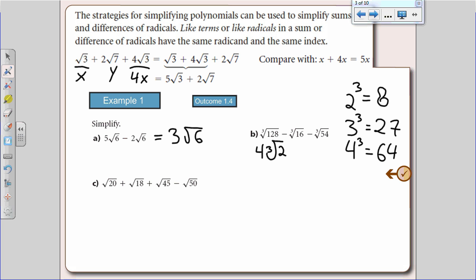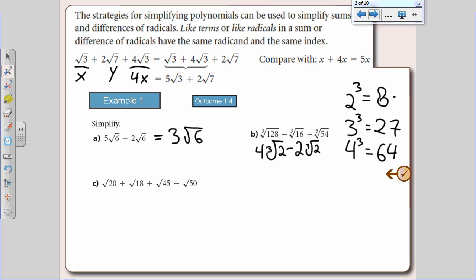We took 128, we broke it into 64 times 2. The cube root of 64 is 4. So it came outside of the thing. Okay, the next one. 16 is divisible by 8. We break 16 up into the cube root of 8 times 2. The cube root of 8 is 2. So this one is just minus 2 cube root 2.